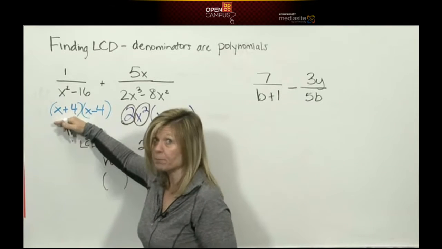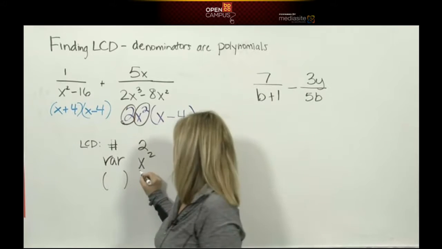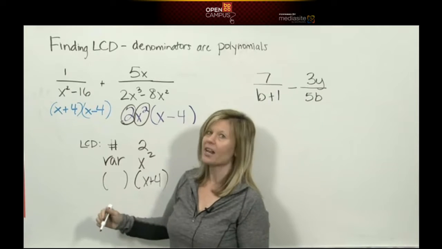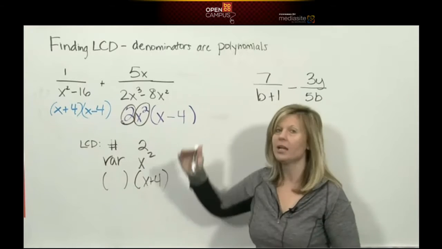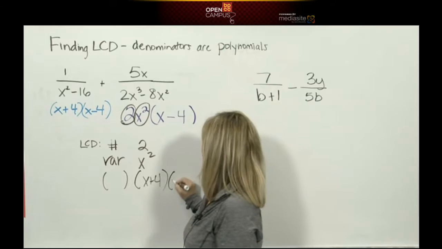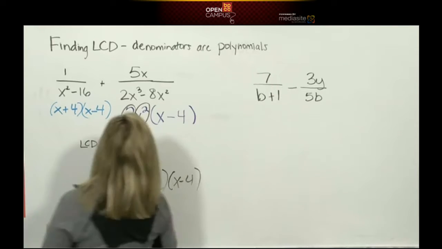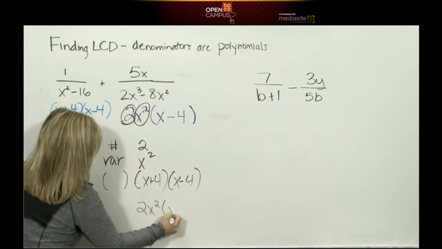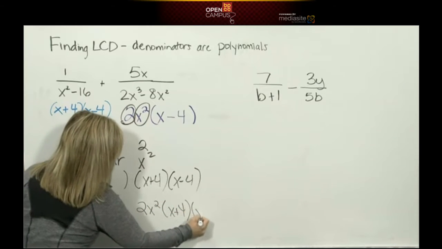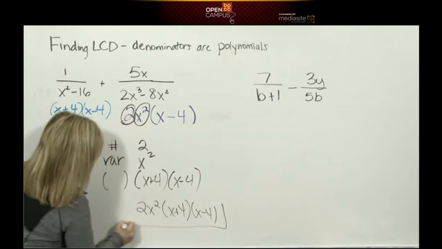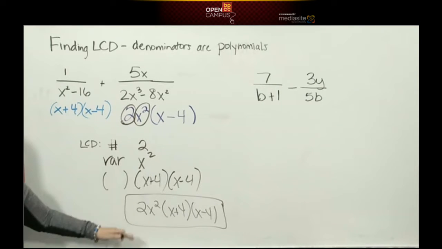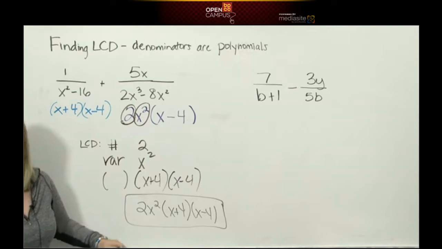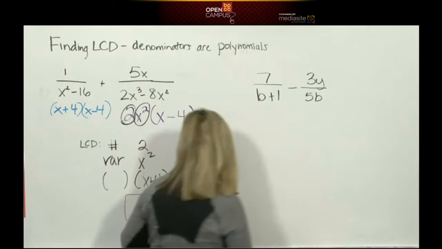This has 1 x plus 4. This has no x plus 4s. So we need the x plus 4. We also have an x minus 4. One here and one here. They have the same amount, so we take one of those. So this least common denominator is going to be the 2x squared times x plus 4 times x minus 4. That's going to become your new denominator. Do not multiply that out. Leave it alone. You'll see why in the next videos coming up.